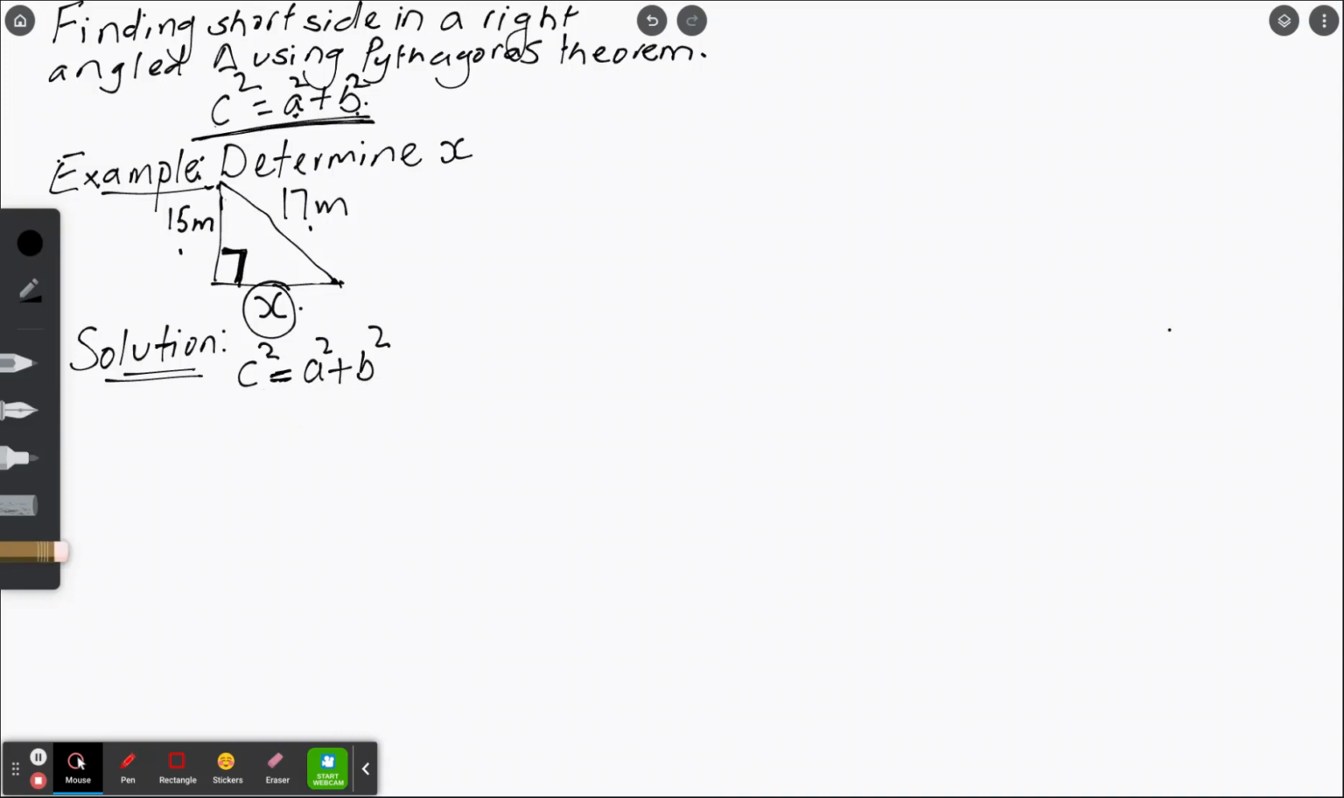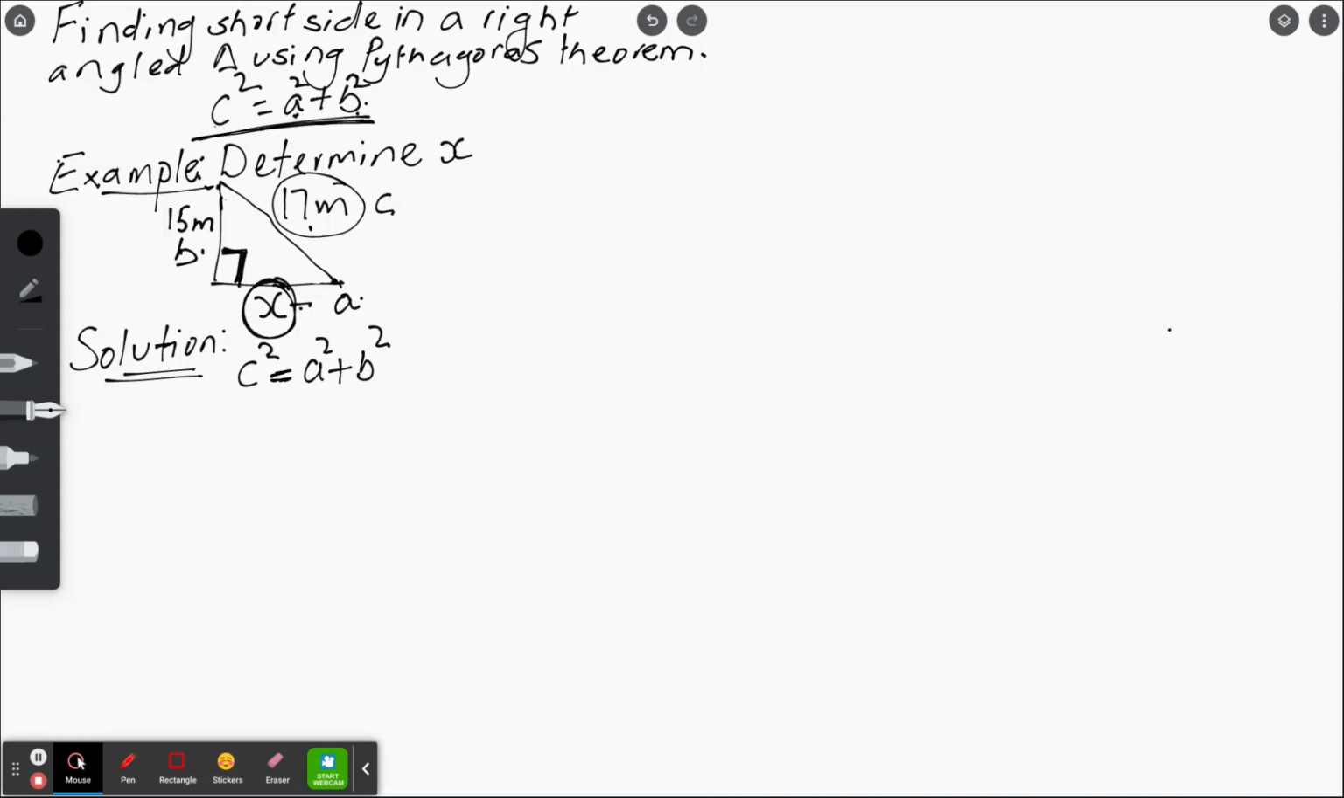Your 17 is always your C. X can be either an A or a B, it does not matter. If you consider X as an A, then 15 has to be your B. If you consider X as B, then 15 is going to be your A. As I mentioned in my last video, it does not matter which side is a B and which side is an A, as long as the longest side in a right angled triangle stays the C. So C is the longest side.